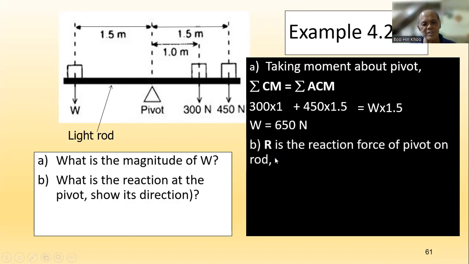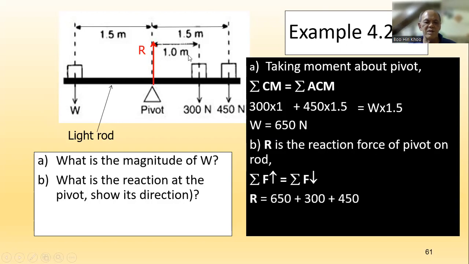The second condition that we are using: the reaction force of the pivot on the rod keeps it in equilibrium. Sum of forces upwards equals sum of forces downwards. So R upwards equals all these downward forces. Add them up: 1,400 Newton.